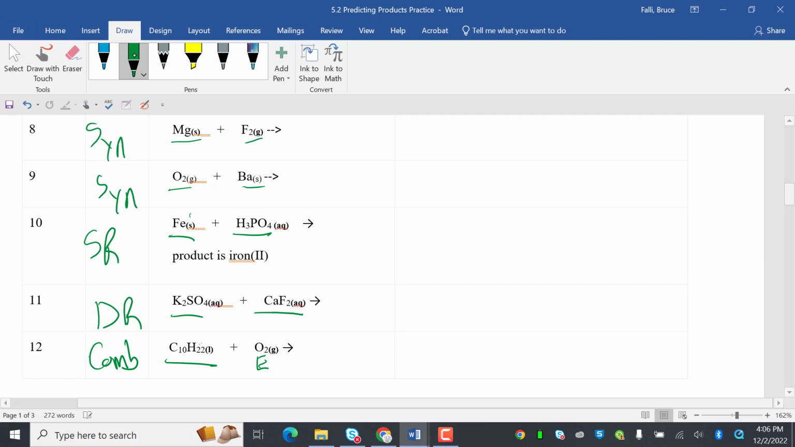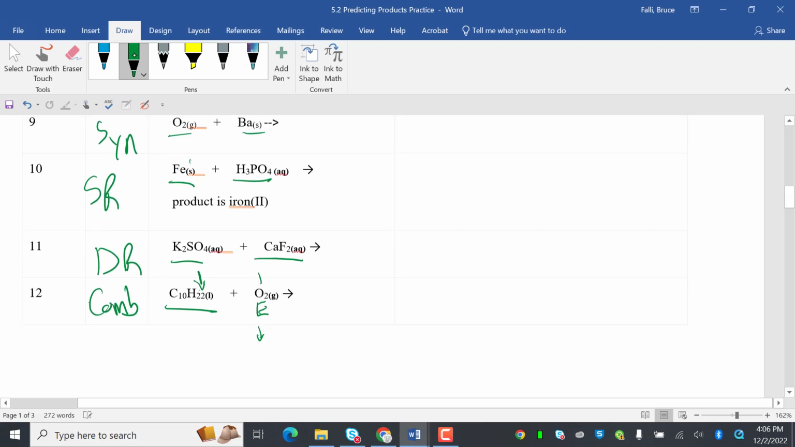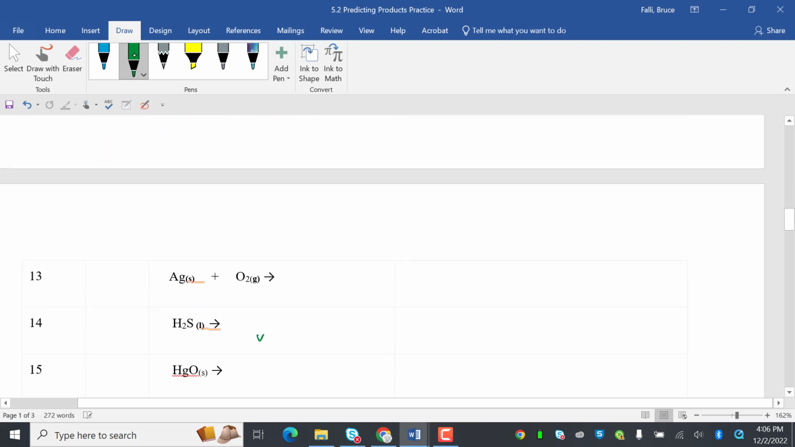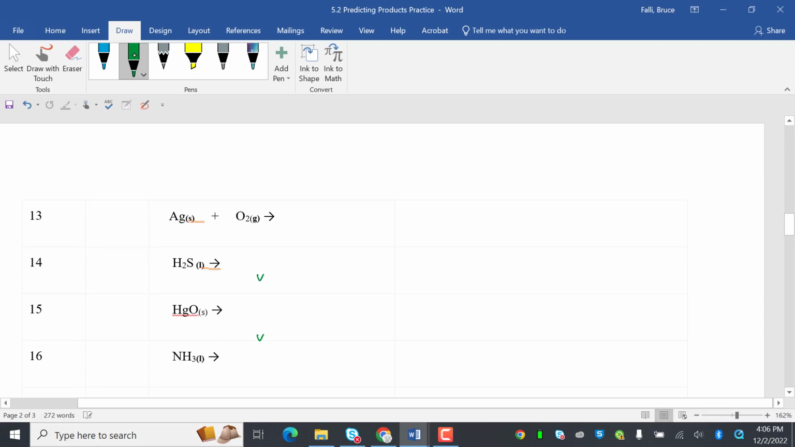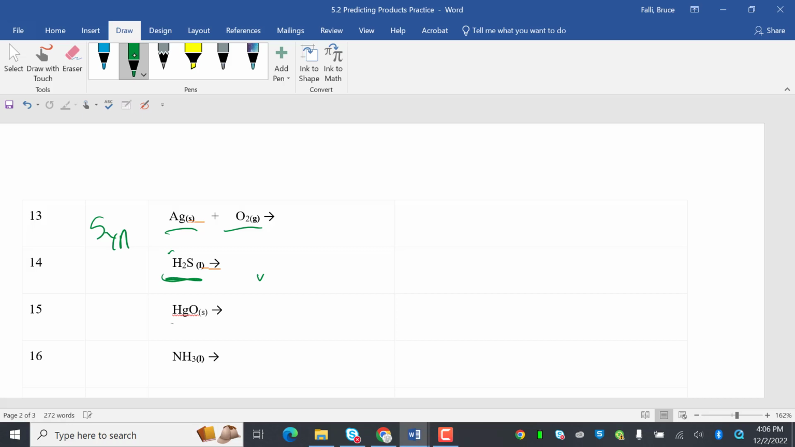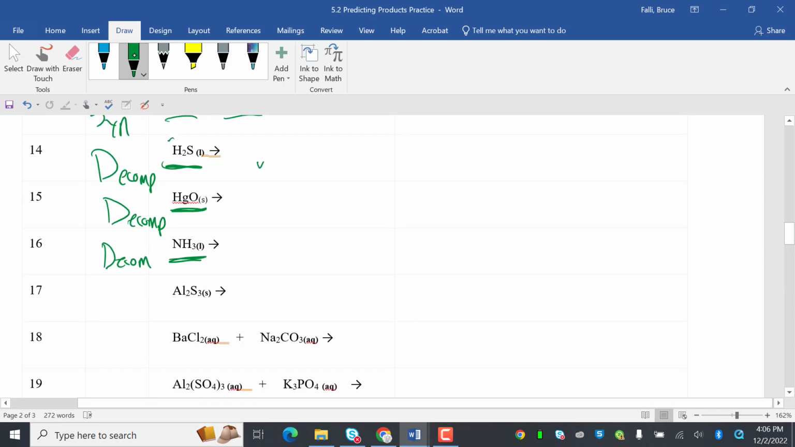I think the hardest ones to identify are the single replacements, so don't accidentally call them combustion. It's nice when it's element, synthesis. This one's different. It's just one compound. Like this one's just one compound. Decomposition. All it can do is fall apart. Decomposition. I mean, that could be a lot of these.